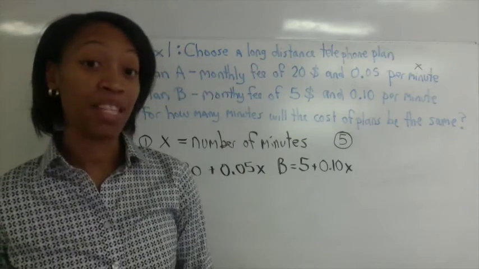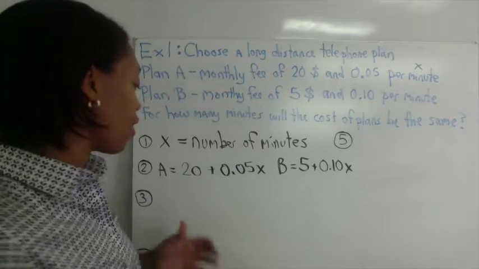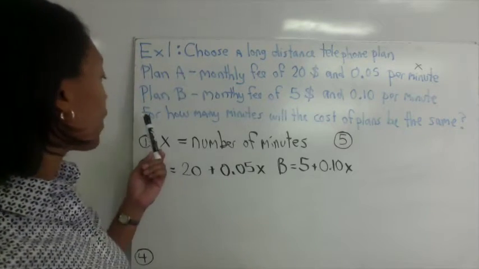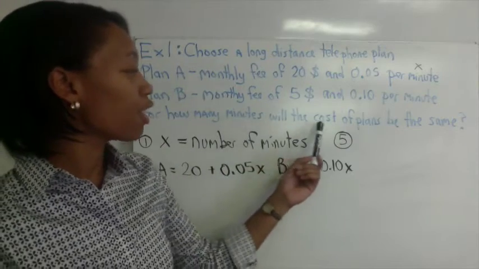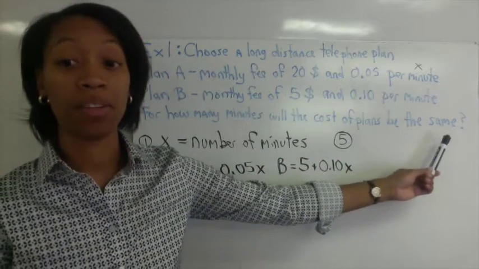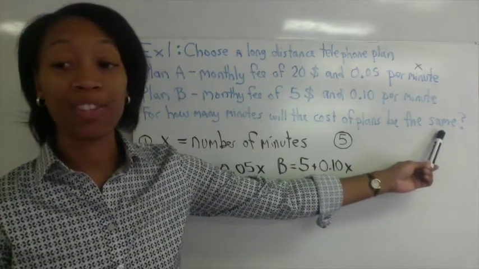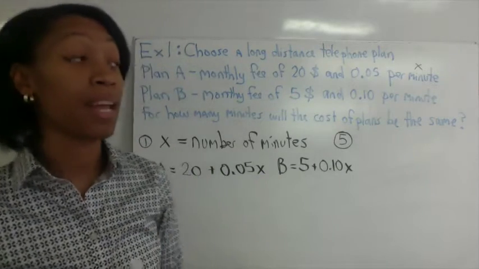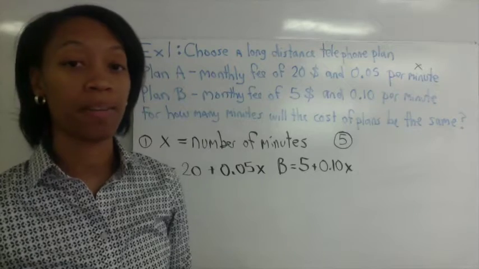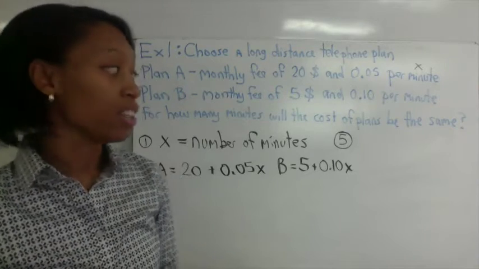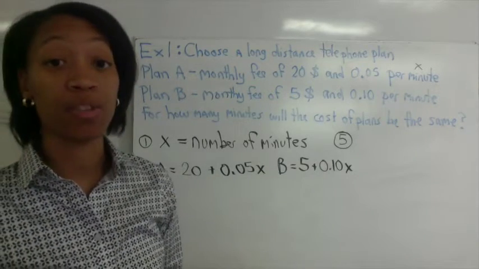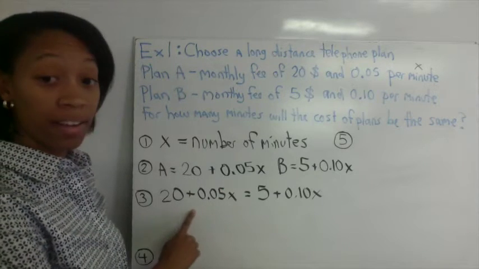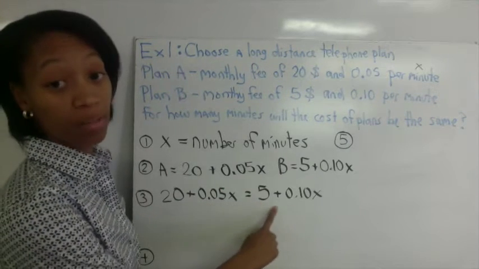So the next step is for me to write an equation that will kind of combine these two together. They're asking me for how many minutes will the cost of the plans be the same. All right, they're asking me when the plans are the same. If they're going to be the same, then that means that plan A needs to equal plan B. So for my equation, let's put the two plans equal to each other. Okay, so now I have the plan for A equals the plan for B.